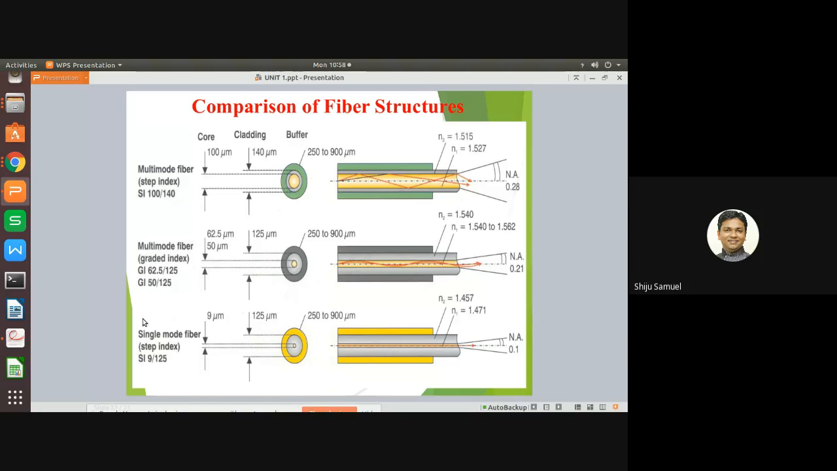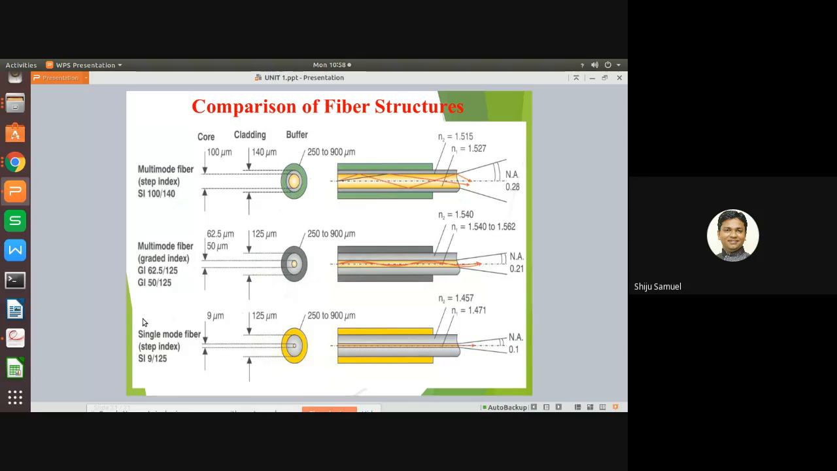Now you can observe the core diameter and the cladding diameter. For example, in the third layer there is the buffer jacket, or buffer coating, and its diameter. The buffer coating jacket is a protective jacket, and its diameter is around 250 to 900 micrometers. So this is the basic idea; in these three diagrams, it's clearly mentioned.